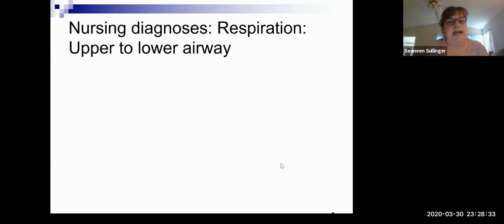What different diagnoses can you think of related to respiration, oxygenation, either upper or lower airway? I don't have any answers for this on the slide. I'm sure you can think of alteration in gas exchange. What else? Activity intolerance. You came up with a lot of these in your CRS as well, and some of them will apply to both the upper and the lower airway. Knowledge deficit is always a good standby as well.